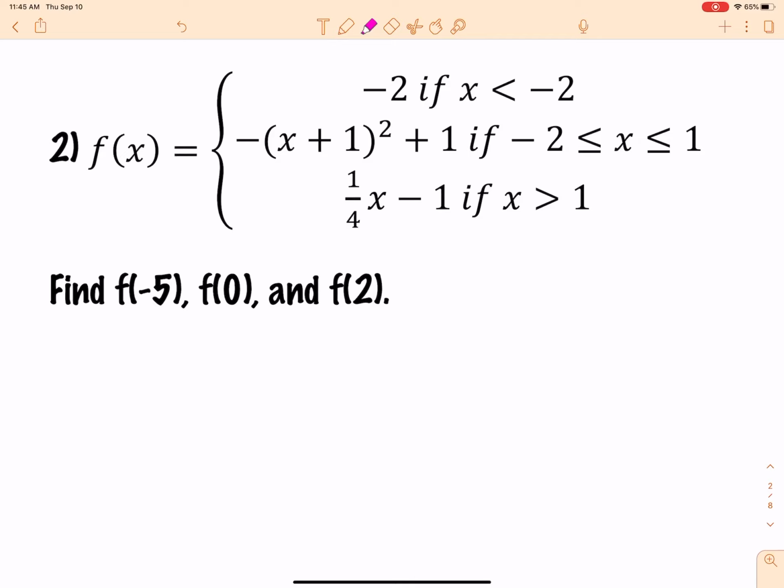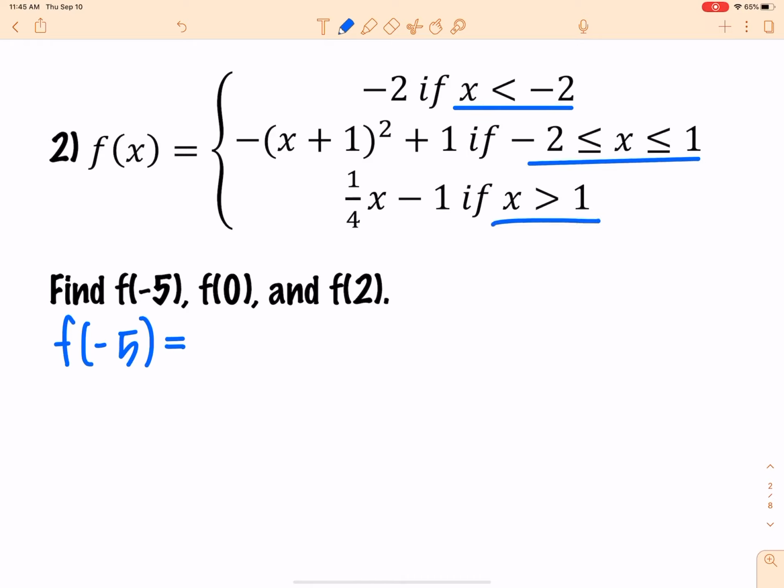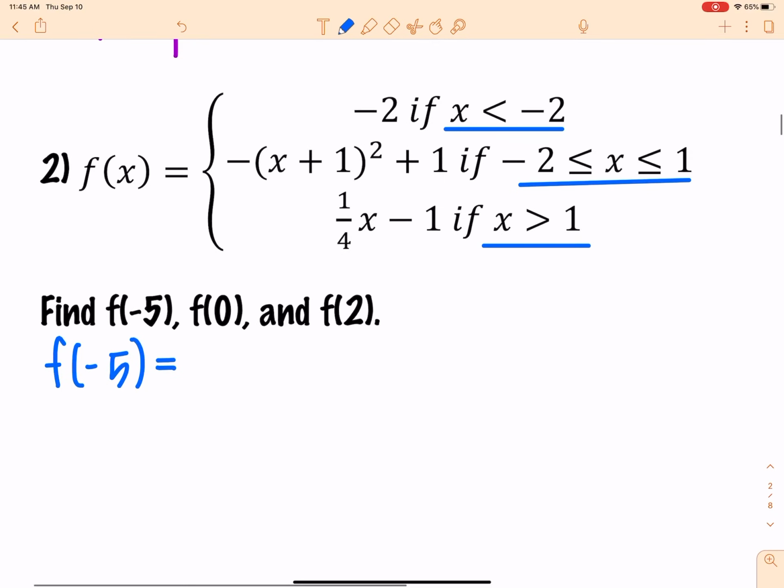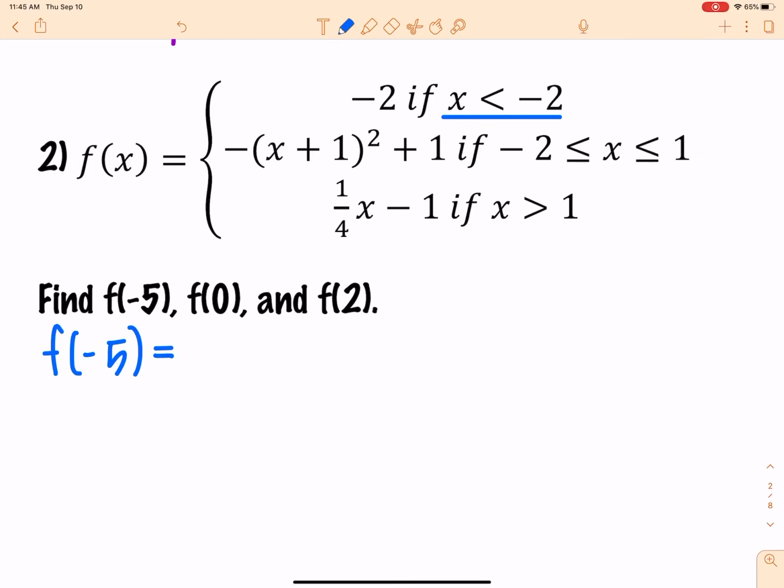Let's find f of -5. We're going to find where -5 is defined on these 3 inequalities. It's only going to be attached to one of them. So -5 is in the first one because -5 is less than -2. So you plug it into the equation, and here there's nothing to plug in. So your answer is just going to be -2. Okay, next one, f of 0.